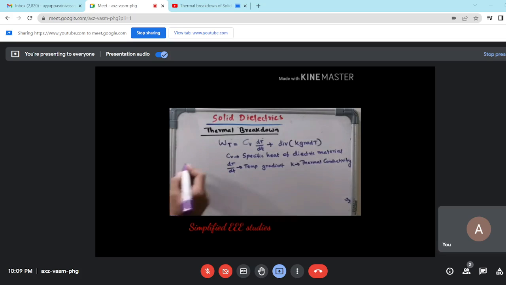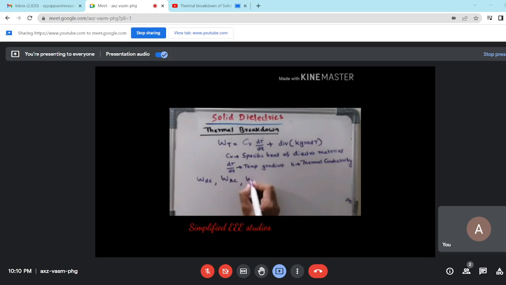So what have we written here? Initially we wrote the expression for heat generated whenever you are applying a DC field. Then you calculated the expression for heat generated whenever you are applying high voltage AC. And the third one is WT. WT means how much heat is getting transferred from the solid dielectric material. So these are the things which you calculated. Now we are supposed to explain how dielectric breakdown takes place according to thermal breakdown.